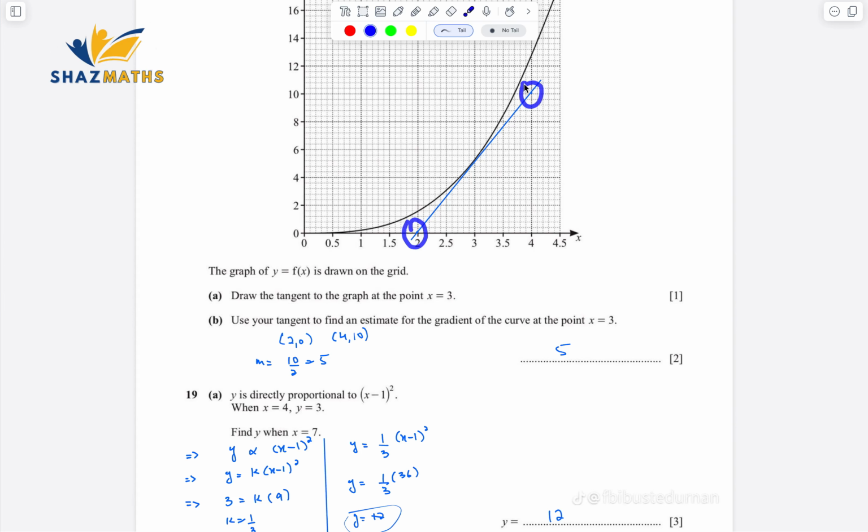Okay. So 4 and 10. So let's find the gradient. It would be y2 minus y1 over x2 minus x1. That would be 5.